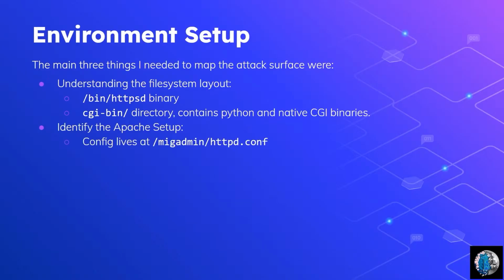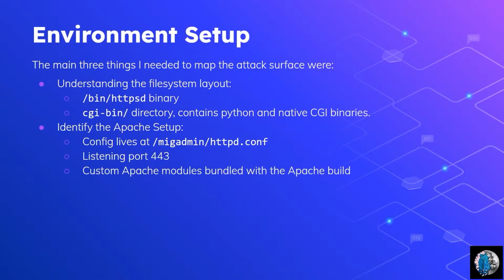The configuration of this Apache lives at /migadmin/httpd.conf. The Apache server is listening on port 443, and custom Apache modules were bundled with the Apache build. And this is the important part, because all the vulnerabilities were found in those Apache modules.